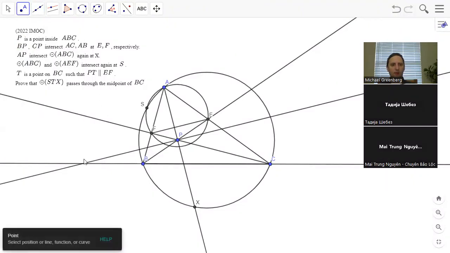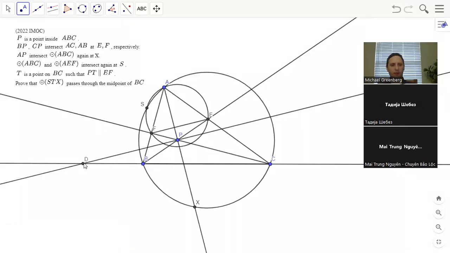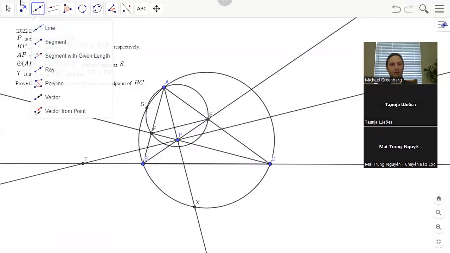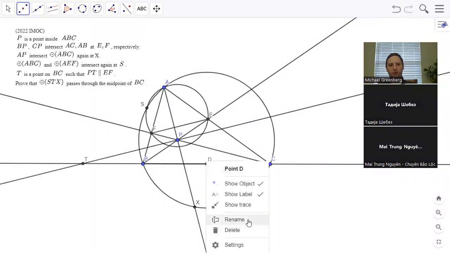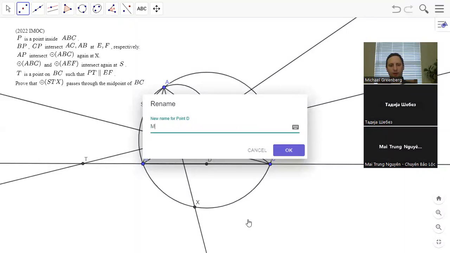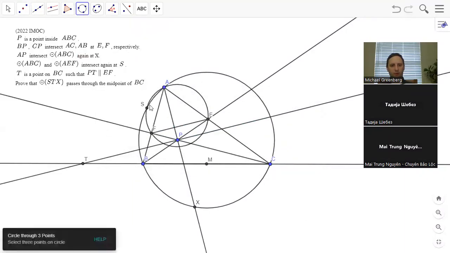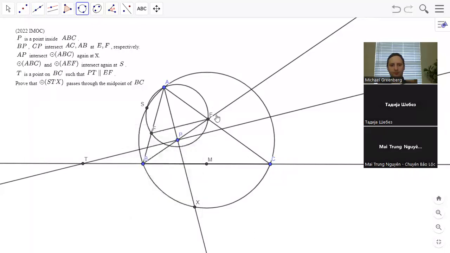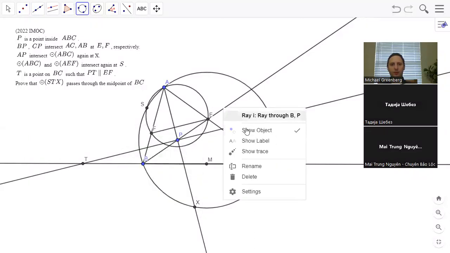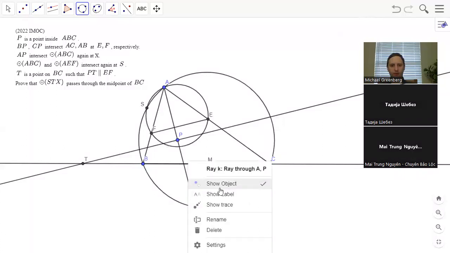So this is T, and we draw the midpoint of BC, which we call M. We want to show STXM is cyclic. Let's check that out. Looks like a nice problem. Could be easy, hard to tell.